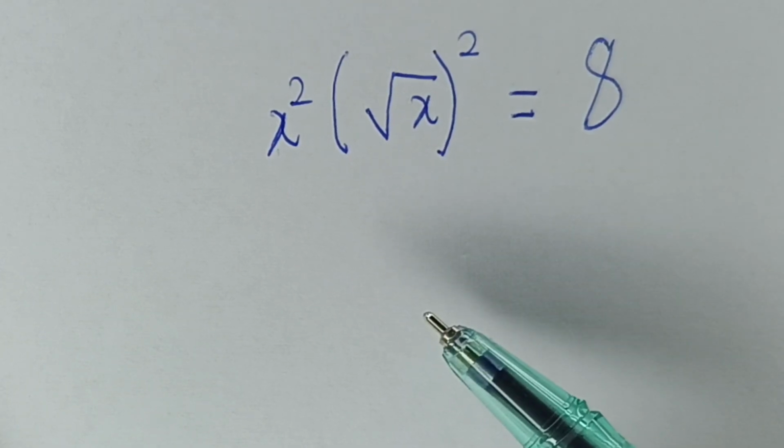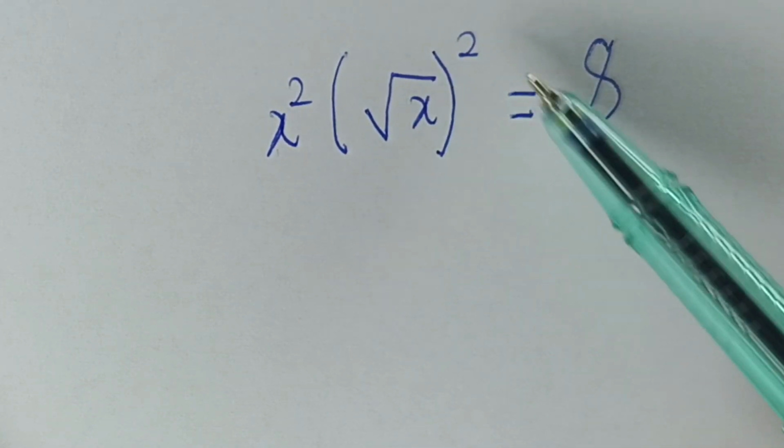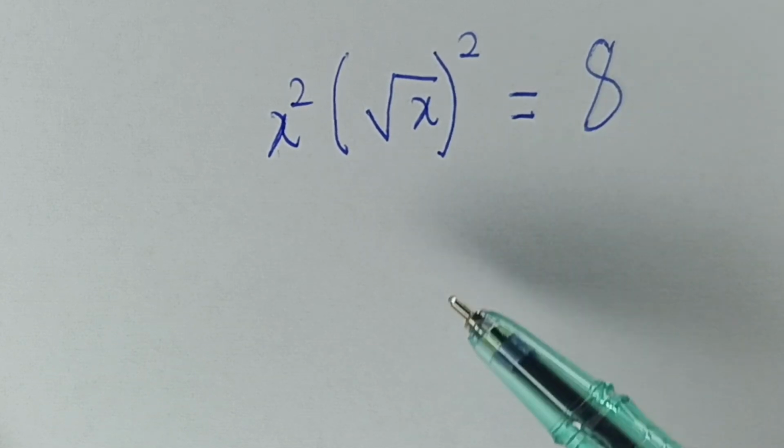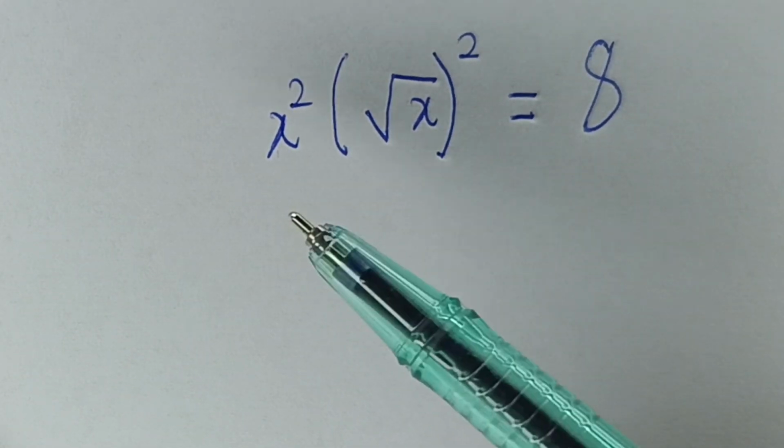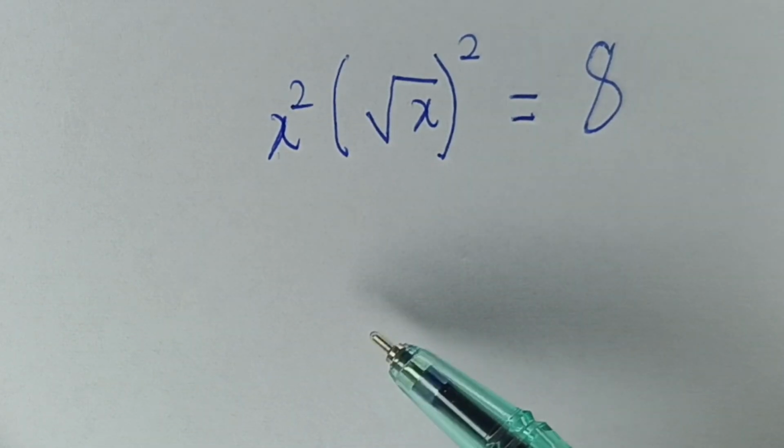We have this Olympiad equation to solve. It says x squared multiplied by root of x, all squared, is equal to 8. Okay, so how do we solve this? I don't want you guys to be confused when you see this thing. It's just to confuse you that they wrote it like this in Olympiad.